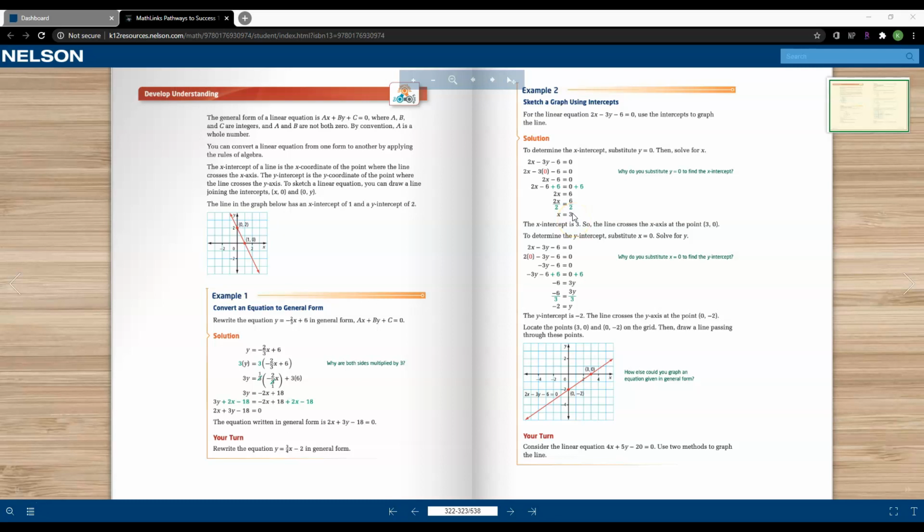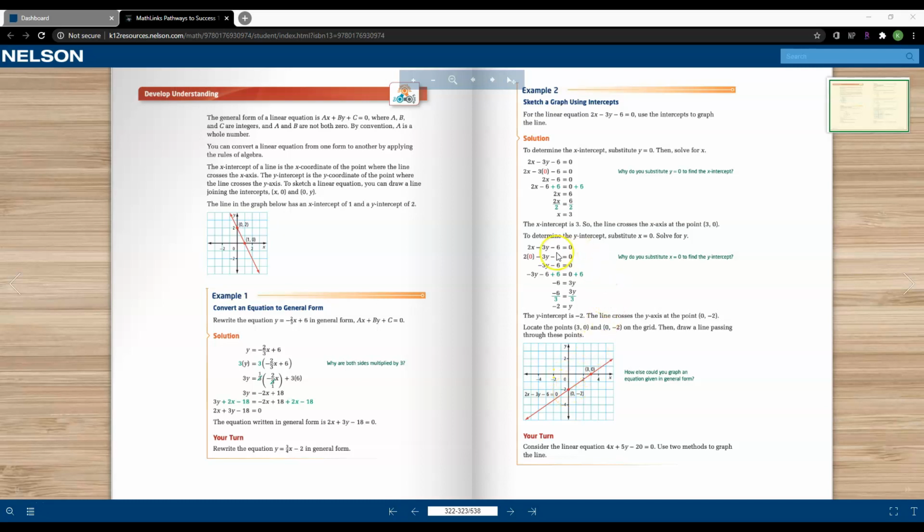Once you do that, you need to do the same thing to find the y-intercept. So how do you find the y-intercept? You substitute x as 0. Why do you substitute x as 0 here? Because at the 0 point, that's where it's going to hit the vertical line, right? So that's going to be the y-intercept. So when x is 0, you can see they found it at this point.